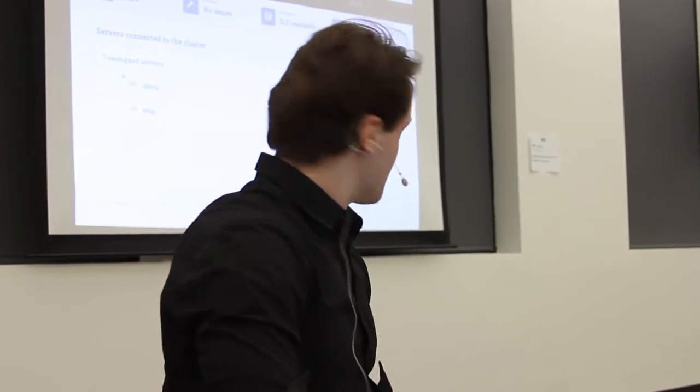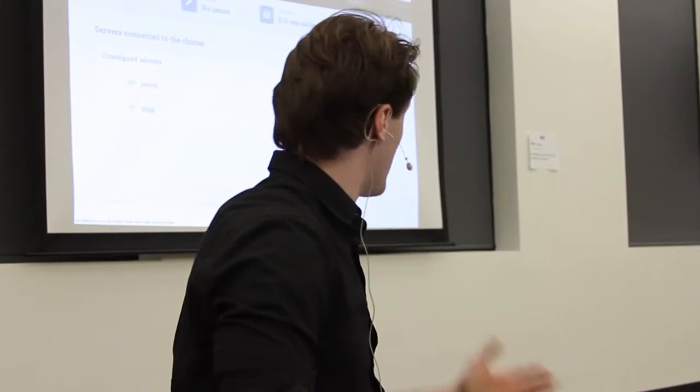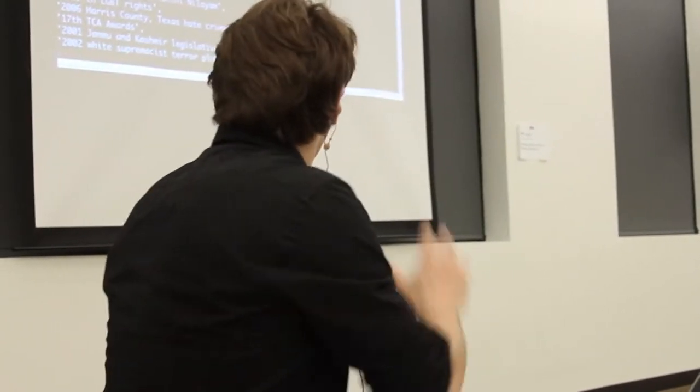And right here in this view, you can see I have two servers, one named Jakiro and one named Wisp, which are being run on this machine right here. So this is one view that I'm going to be using a lot during this. And then the other one is an actual programming view. So you can see here, I'm just going to scroll.